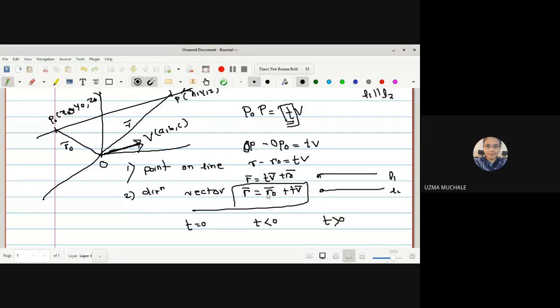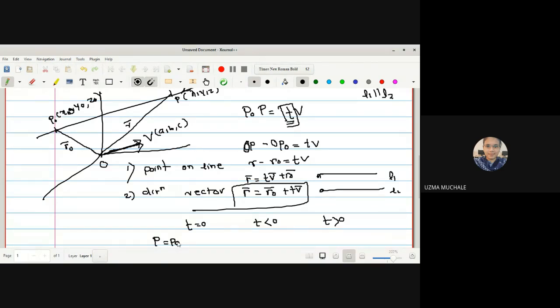What changes will happen in the figure, the image you see in this graph, if I consider t equal to 0? P and P naught will coincide. P and P naught will be coinciding. So what we can say is simply P is equal to P naught if t is equal to 0.